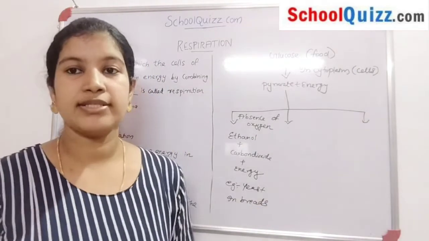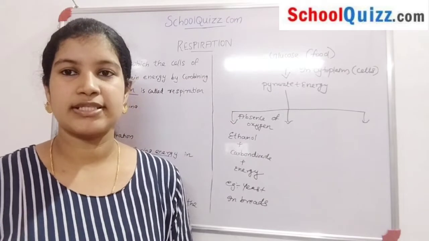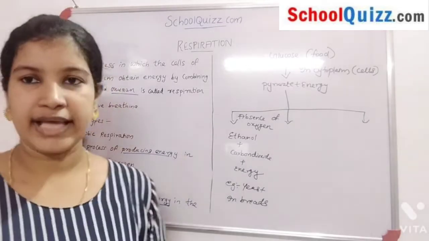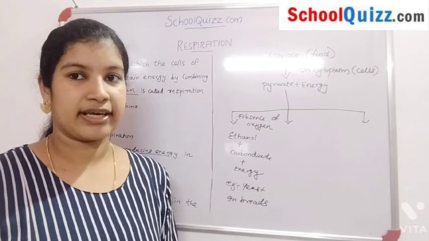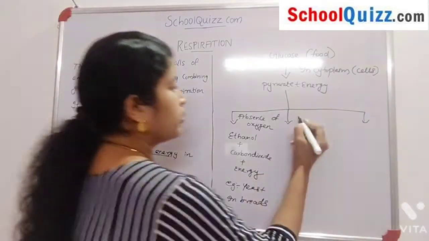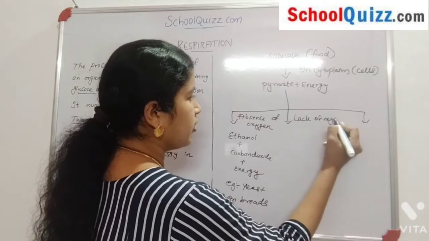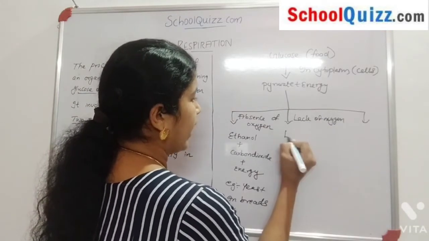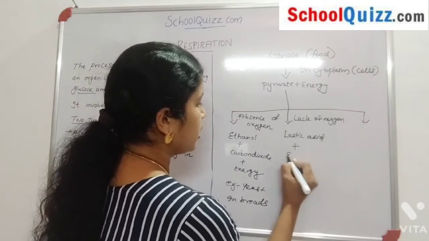The breads are so soft and fluffy, isn't it? It's because of the presence of ethanol and carbon dioxide. Then let's see the lack of oxygen. The pyruvate disintegrates into what? In the lack of oxygen, the pyruvate is divided into lactic acid plus energy.